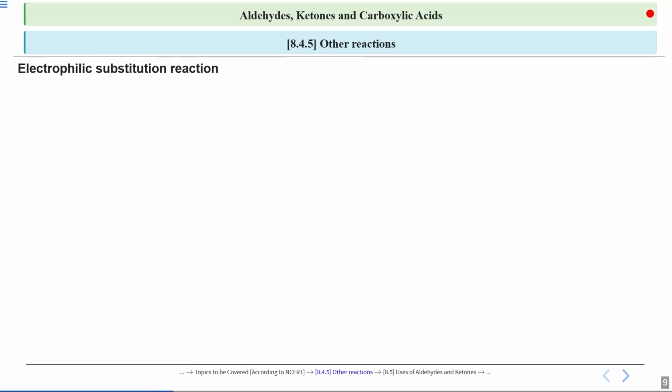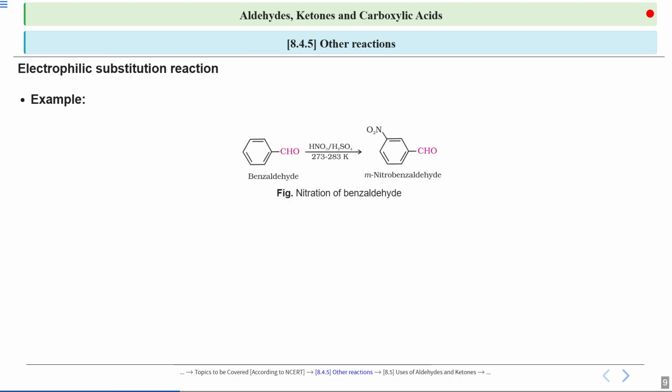So continuing with this, we will see an example. Here is the reaction of nitration of benzaldehyde. This is a specific example of an electrophilic substitution reaction where a nitro group is introduced into the benzaldehyde molecule, giving meta-nitrobenzaldehyde. The incoming NO2 group attaches at the meta position after reacting with HNO3 and H2SO4 in the temperature range 273 to 283 Kelvin.